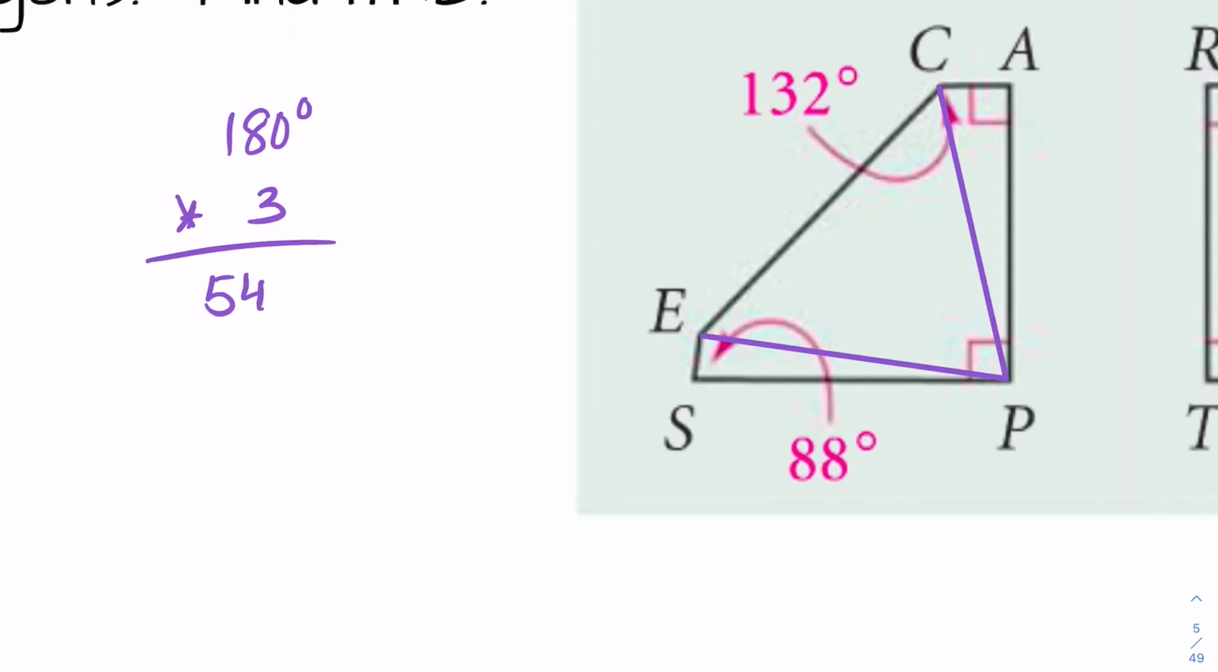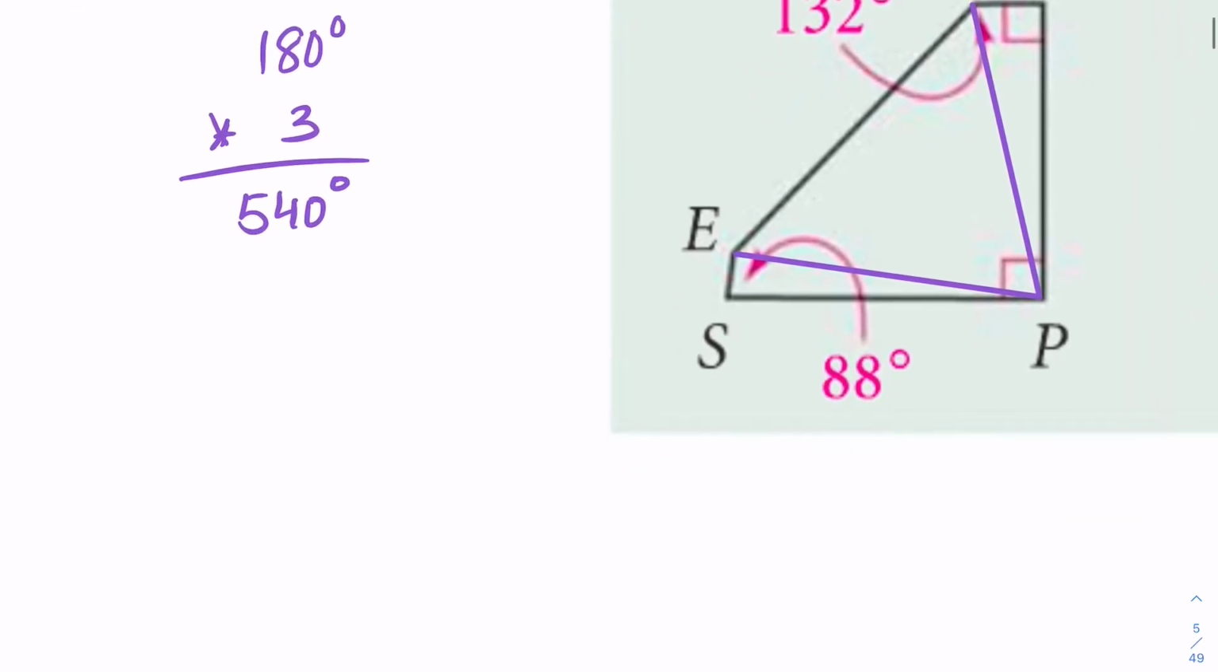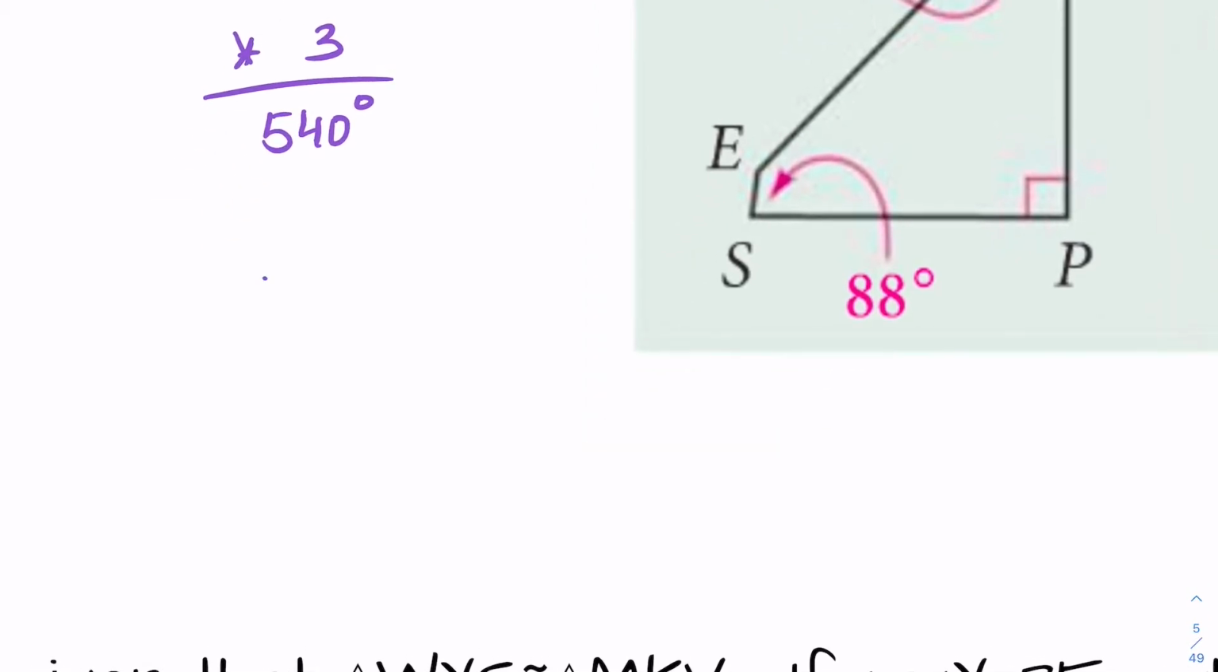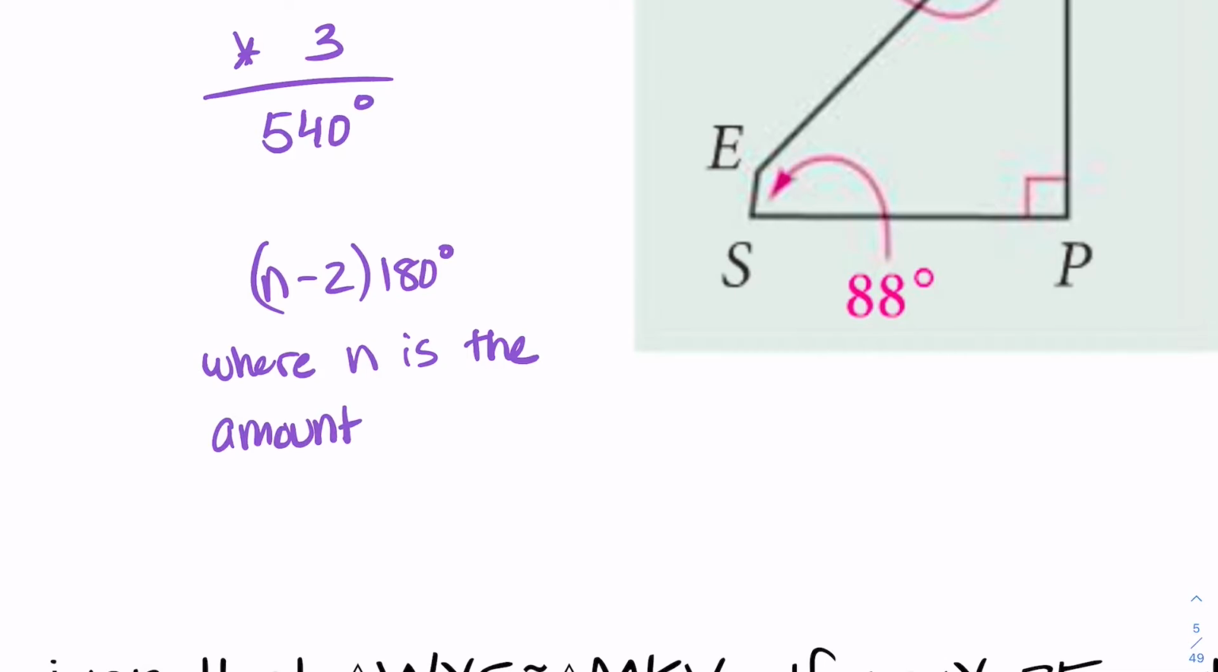But don't forget that there's a formula for finding it. If you don't want to break it into the triangle form, what we could do is n minus 2 times 180, or 180 times n minus 2. N means the amount of sides that you have, where n is the amount of sides.